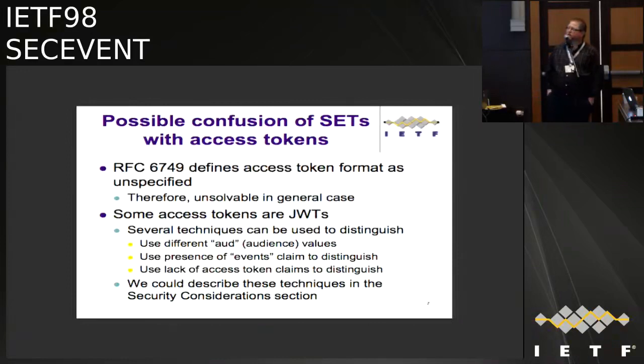Next. Yeah, I believe we've covered the ground. Next.